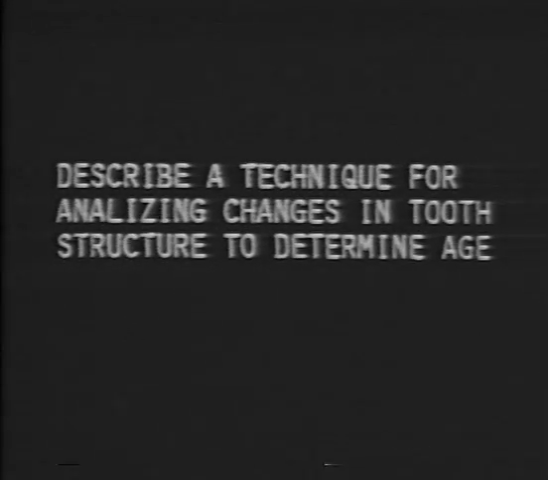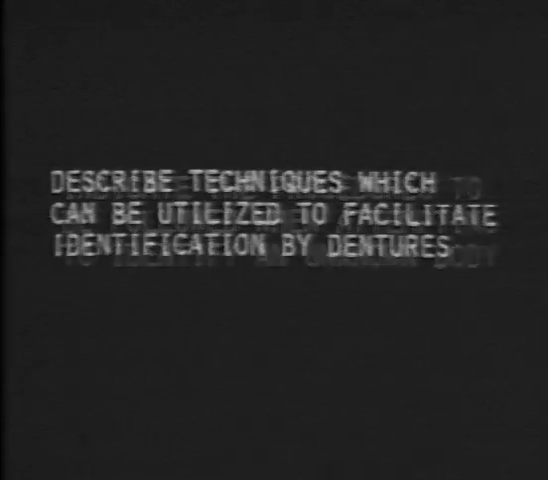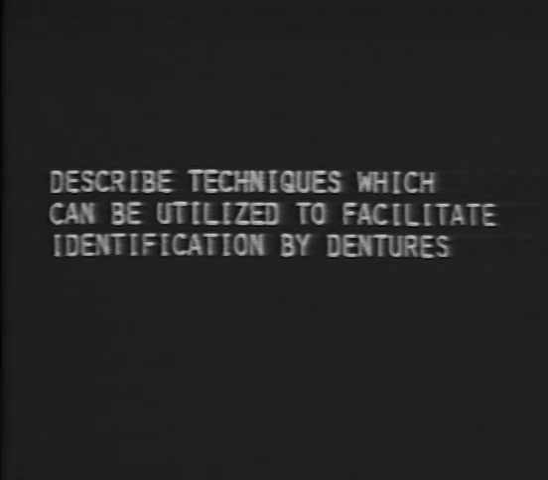At the conclusion of this program, the student should be able to do the following: identify the circumstances which require correct identification of human remains. Describe a technique for analyzing changes in tooth structure to determine age. Indicate the procedures to be followed when attempting to identify an unknown body. Describe techniques which can be utilized to facilitate identification by dentures. Identify 2 techniques for determining the sex of an unknown body.